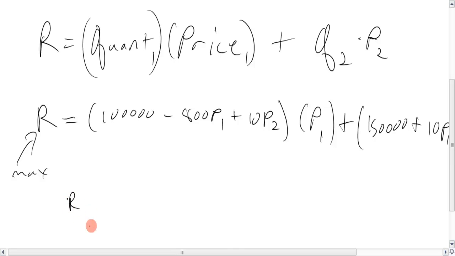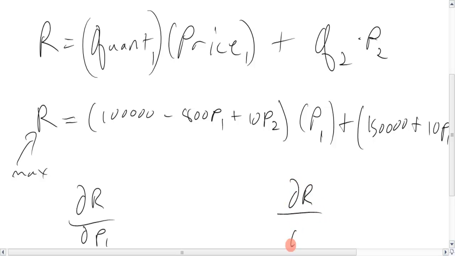So we want the revenue with respect to the first price, find out what that is, and then we need the revenue with respect to the second price. Or if you don't like that notation, you could say it's the partial derivative of the revenue with respect to the price, and similarly, the revenue with respect to the second price, and we find each of those derivatives, set them equal to 0, and so on.